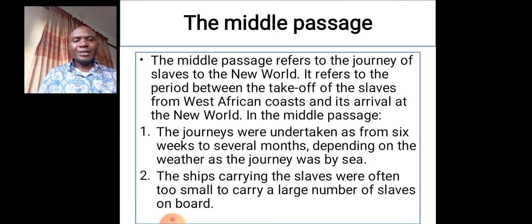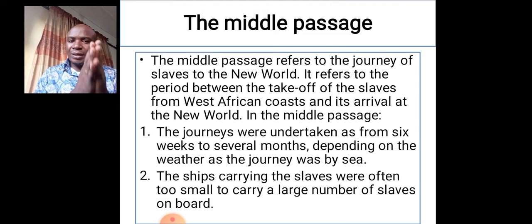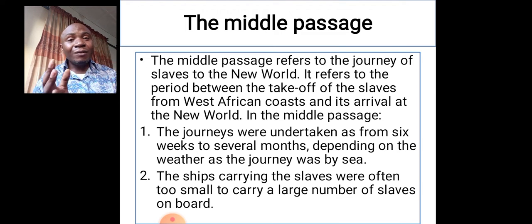Let's talk about the Middle Passage. The Middle Passage refers to the journey of slaves to the New World. It refers to the period between the takeoff of the slaves from the West African coast and their arrival in the New World. In the Middle Passage, a lot of things happened. The first thing was that the journeys took from 6 weeks to several months. You're on the sea, depending on the weather as the journey was by sea. So if the weather was not conducive, you spent more time.